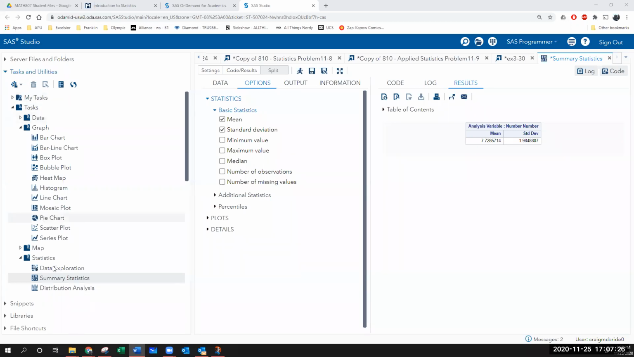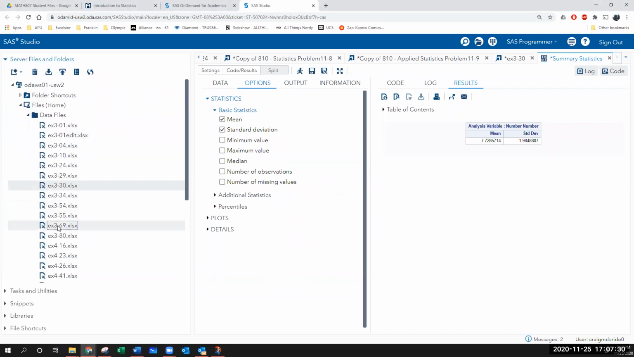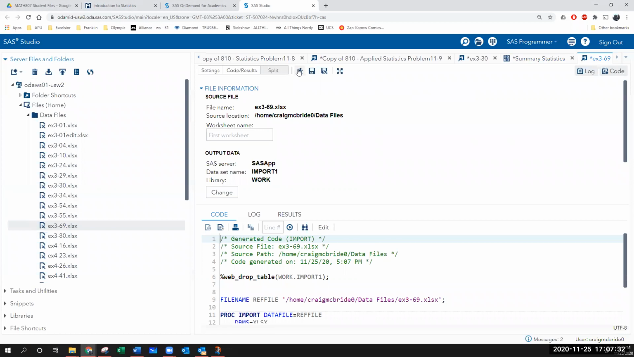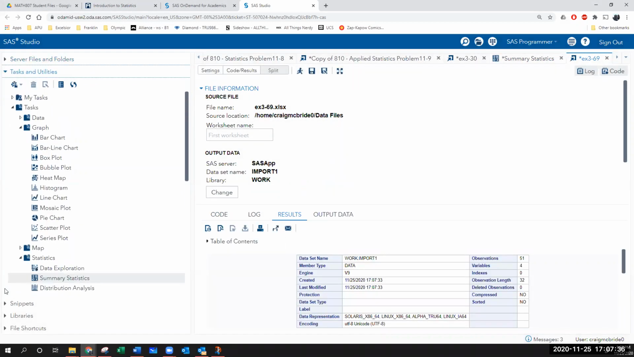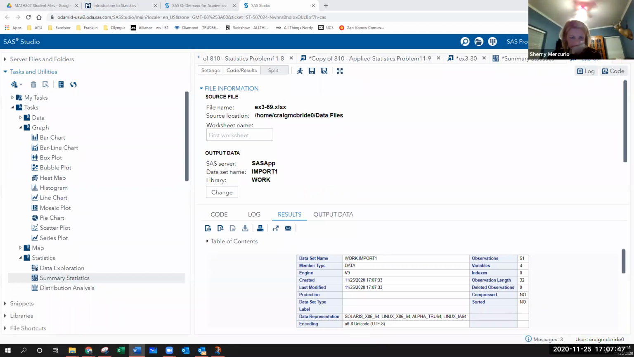Okay, so 369, let's get that data in. Run that. All right, so then it wants you to construct a scatter plot, but it also, let me try this again so I can read it.